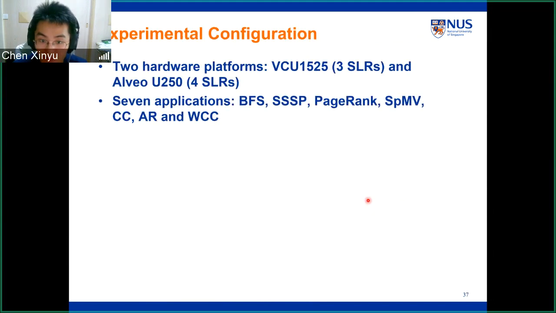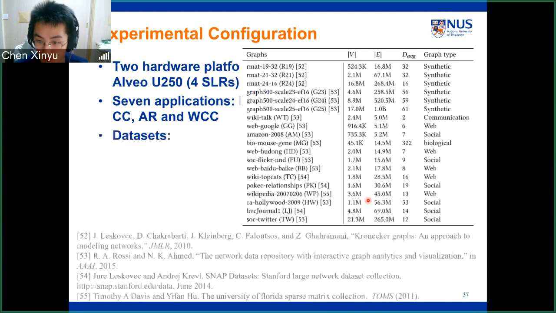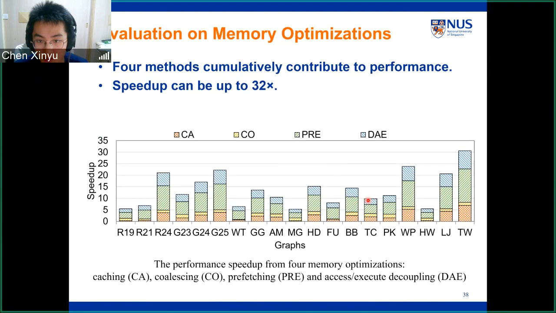Okay, finally, let's talk about the experiments. We conduct experiments on two platforms. One has 3 SLRs, another has 4 SLRs, and we use 7 applications and 19 graph datasets here. We first evaluate the benefits of our memory optimizations. As you can see from this figure, all the optimizations contribute to the performance, and the final performance speedup can be up to 32 times compared to our baseline.